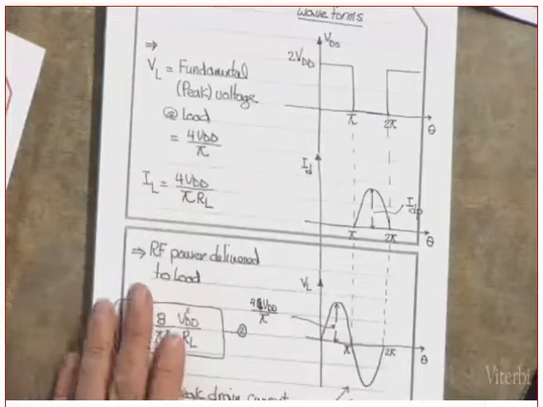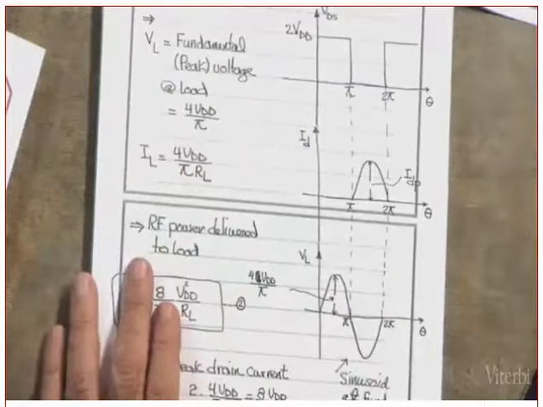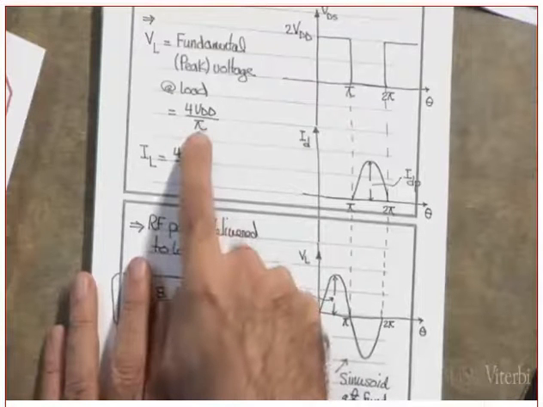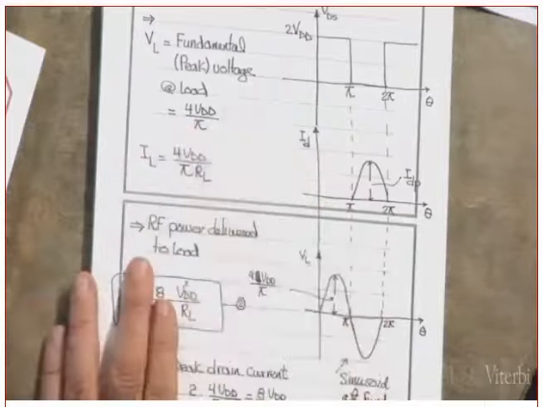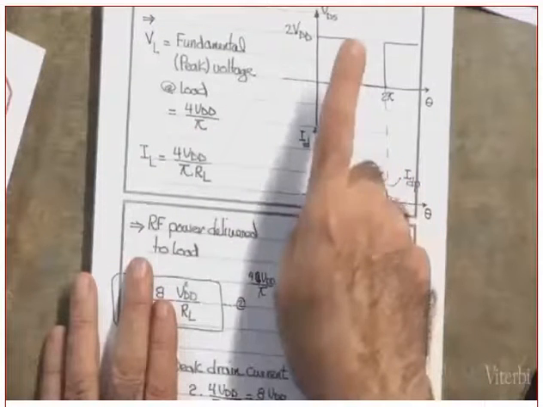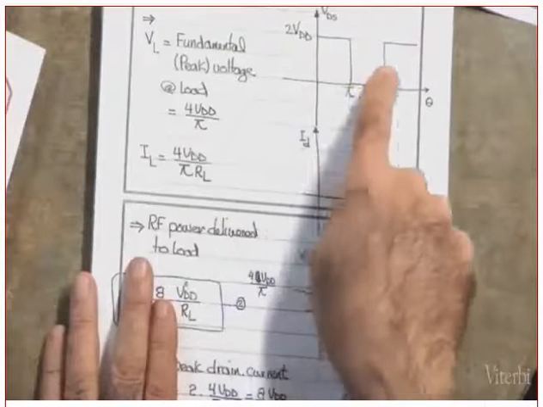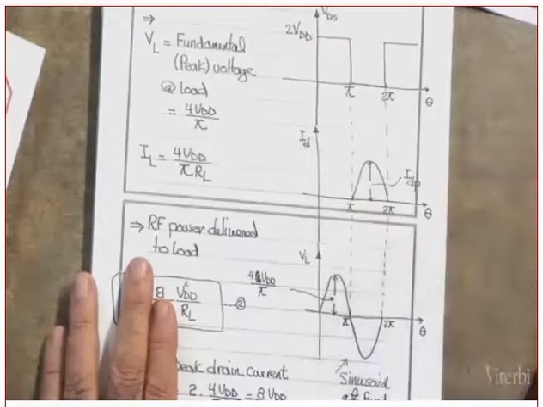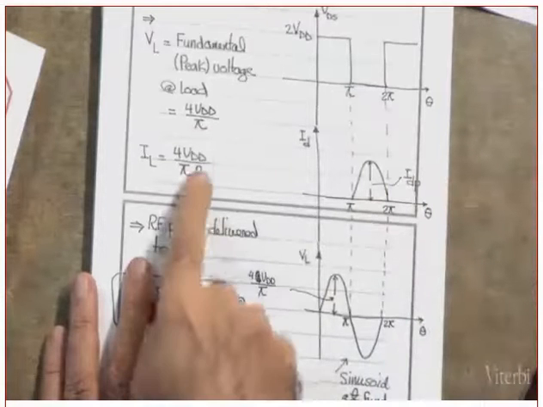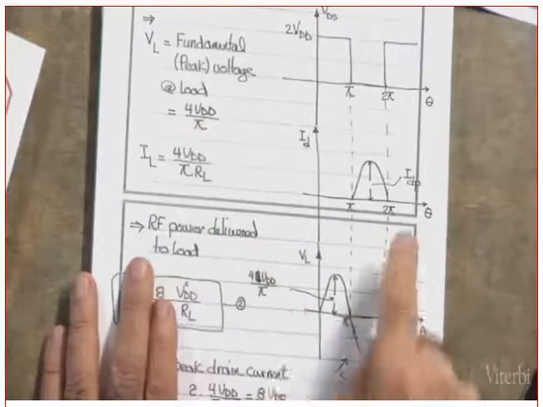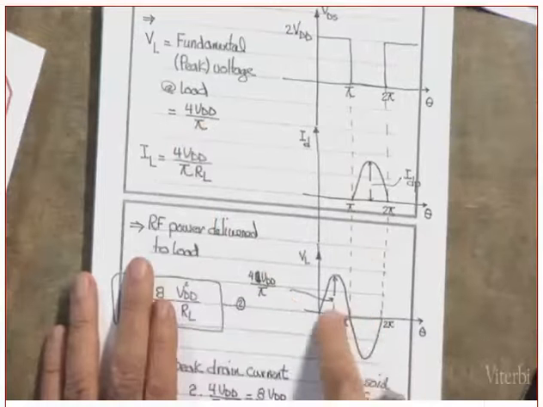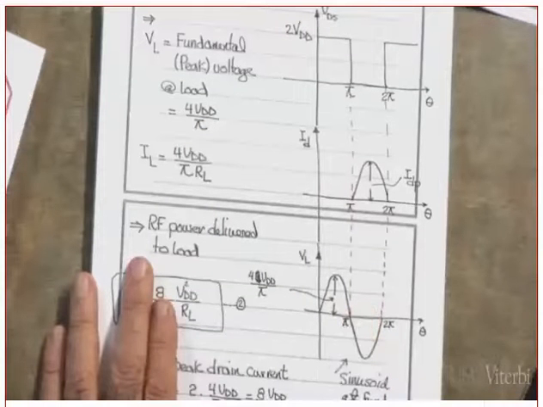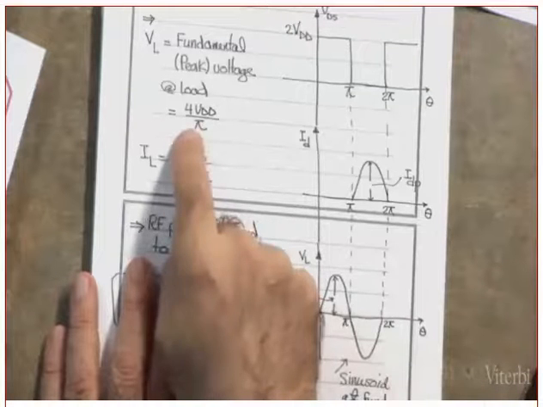Peak voltage at the load. What peak voltage? The peak voltage at the load. Explain to me, where did this come from? The 4 VDD over pi. Where did this come from? When you expand this in a Fourier series, which component are you picking? That's this one, 4 VDD over pi. Which means, if you want to write an equation for this, it's 4 VDD over pi times sine theta, where theta is omega naught t. Did you get this?